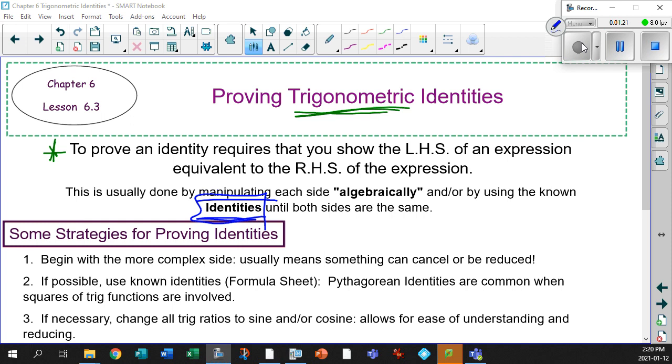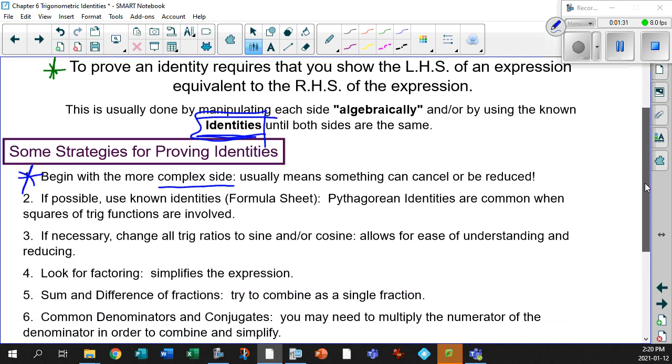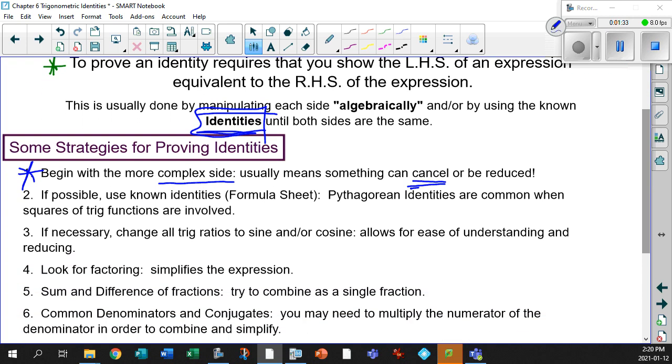Well, surprisingly enough, you're going to start with the more complex side. You're probably looking at it and going, what? What are you talking about? Usually, if you're starting with the more complex side, that means something can be canceled, something can be reduced, something's going on there. Why is it so complex? Take the complex side, make it more simple.